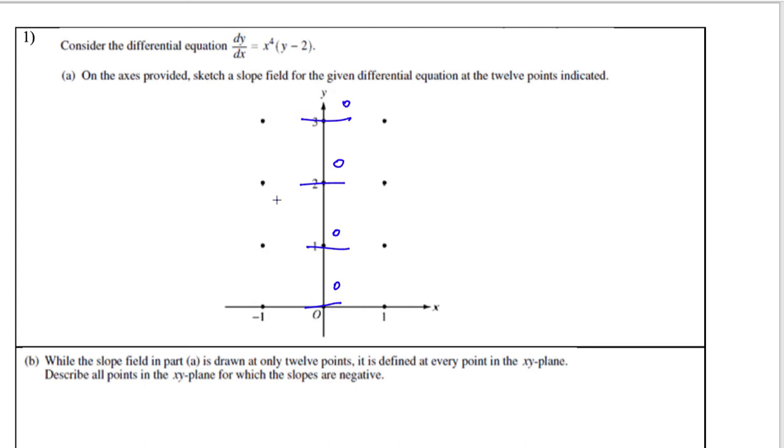If I have an x coordinate of -1, it doesn't matter. An x coordinate of -1 is the same thing as an x coordinate of 1 because it's going to be to the power of 4. It's always going to be even, which means this point and this point should have the same slope. This point and this point should have the same slope.